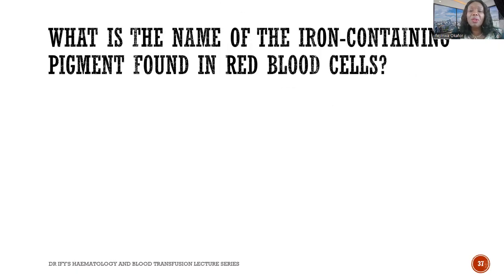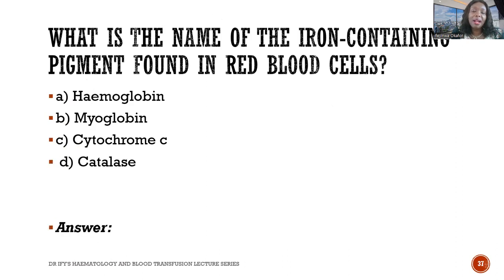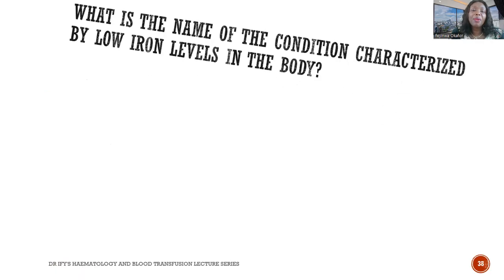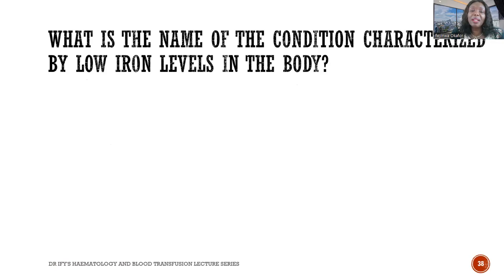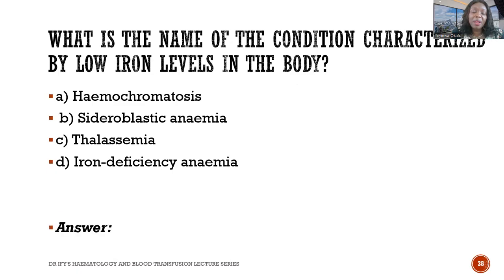What is the name of the iron-containing pigment found in the red blood cell? Hemoglobin, myoglobin, cytochrome C, catalase. Answer A, hemoglobin. What is the name of the condition characterized by low iron levels in the body? Hemochromatosis, sideroblastic anemia, thalassemia, iron deficiency anemia. Answer D, iron deficiency anemia is characterized by low iron levels in the body.